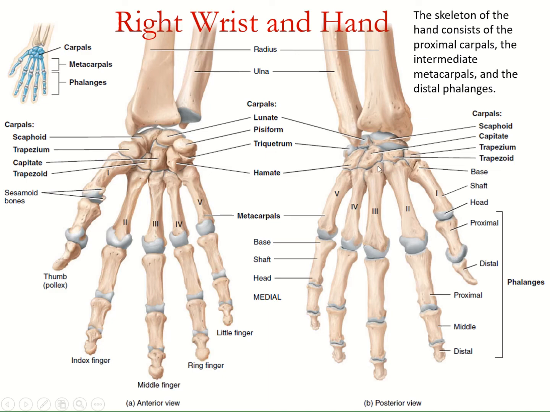And you have your metacarpals, 1, 2, 3, 4, and 5, starting from the thumb. And then for the phalanges, you only have 14 because there are 3 in each finger, but in your thumb, you only have a distal and proximal phalanx. Proximal, middle, and distal for the second, third, fourth, and fifth fingers.